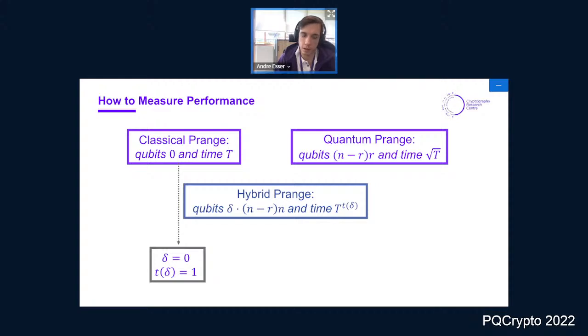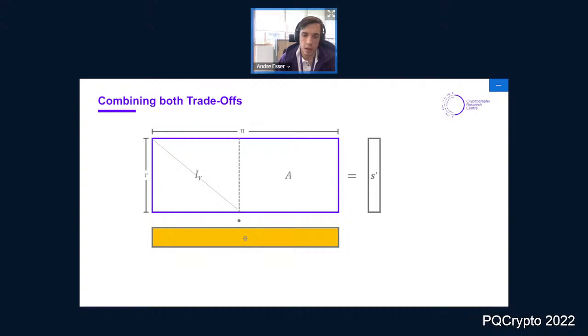So delta equal to 0 is the classical Prange, where we then have t of delta equal to 1. And for the quantum Prange, we have delta equal to 1 and t of delta equal to 1/2, because the running time is a square root and it needs all the qubits. Okay, how does our hybrid algorithm work?